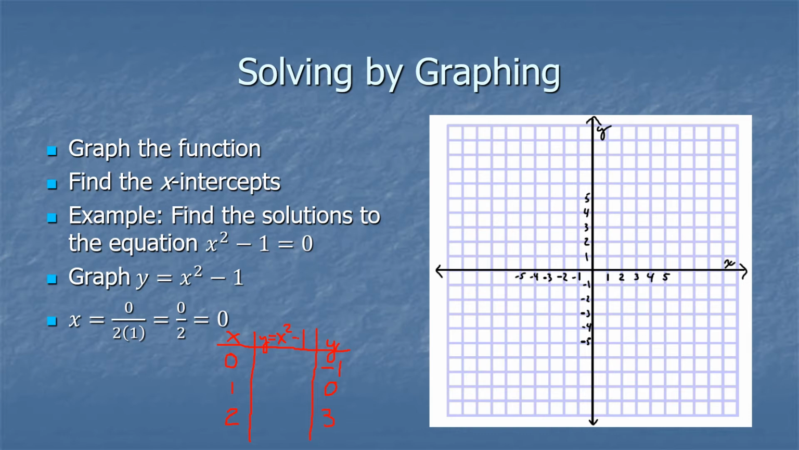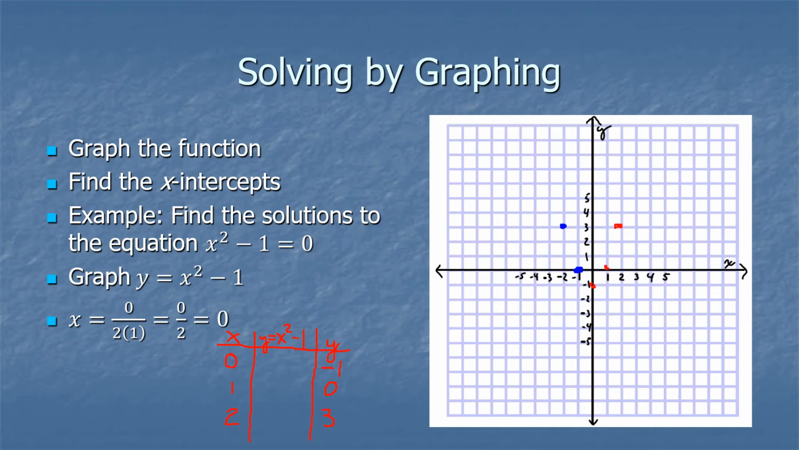Now I'll graph my points on that side of the axis of symmetry. It's 0, negative 1, 1, 0, and 2, 3. I can now reflect my points over the y-axis to get two other points. I'll put those points in blue. The points I can get are negative 1, 0, and negative 2, 3.